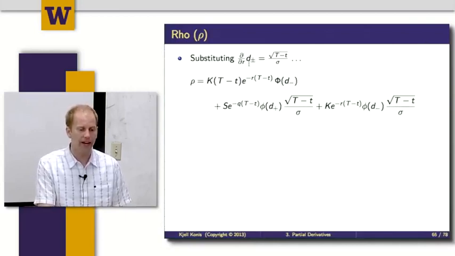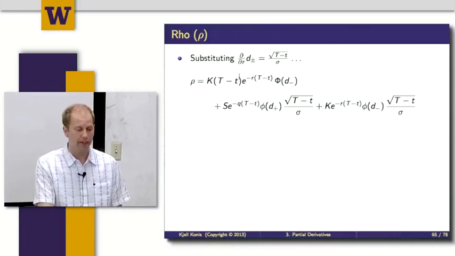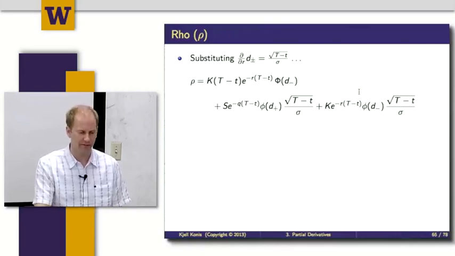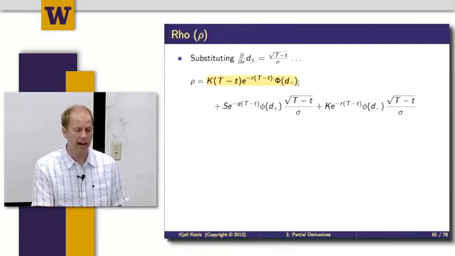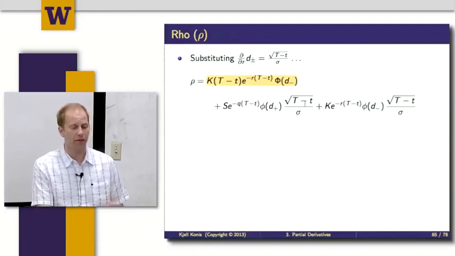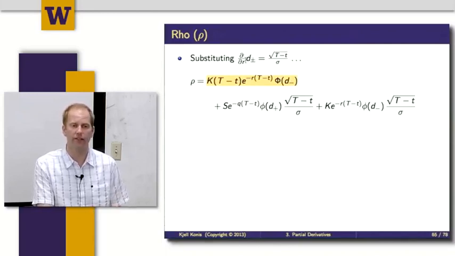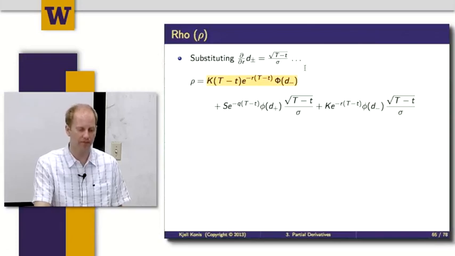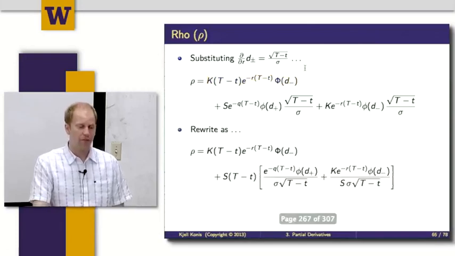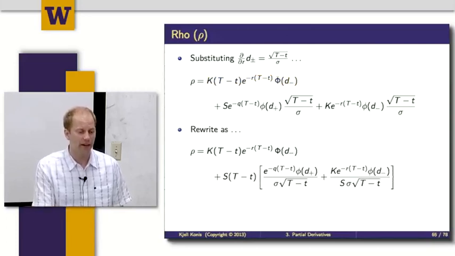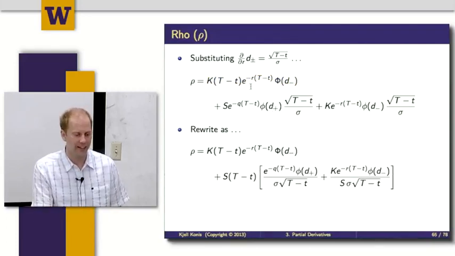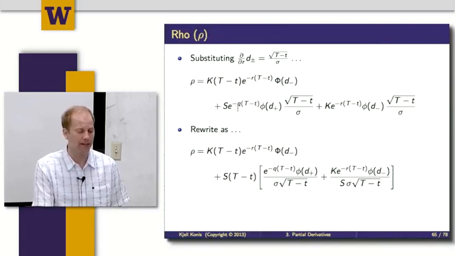So if I substitute that in for d plus and d minus, I end up with this expression here. So the first term we already had, and then this is just what we had on the slide before, except the partial derivative with respect to r of d plus or d minus has been replaced with square root of T minus t divided by sigma. And I'm going to rewrite that like this. So it might take a little bit of thinking to get from the top point to the bottom point.